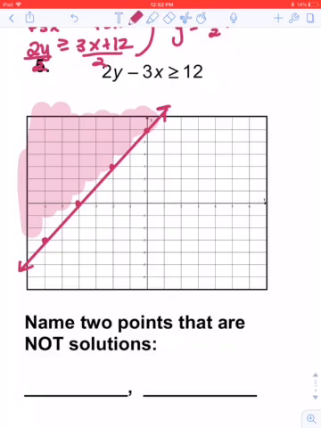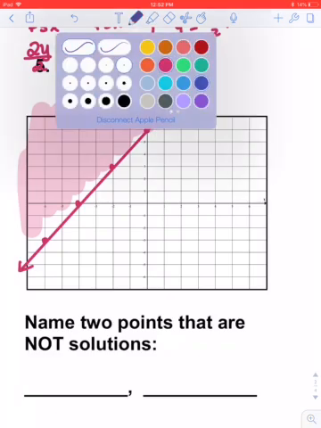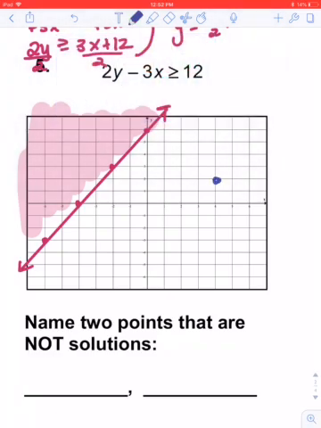Name 2 points that are not solutions. So I'm going for points that are out here in the white space. Okay, it could be any 2 that you want. It could be the origin, right? Because that's not in the shaded region. It could be that other point I did, (4, 2). Obviously, there's an infinite number of answers that you could put as your answers here.